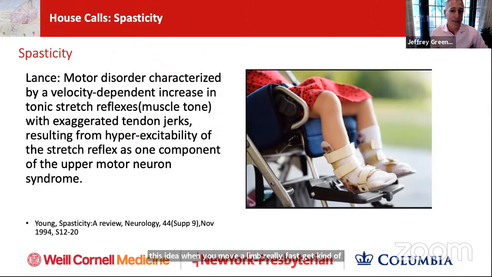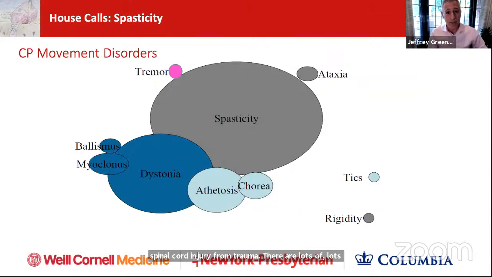And spasticity can be due to any number of problems from upper motor neurons. Often it starts in the brain, but it can be due to spinal cord dysfunction as well. And again, I'm going to focus a lot of my talk on cerebral palsy because that's just a huge population of patients who have spasticity. But whether it's multiple sclerosis or spinal cord injury from trauma, there are lots of reasons why you might find yourself affected with this.